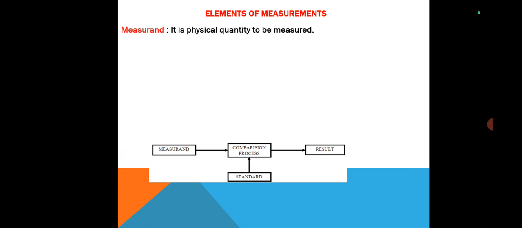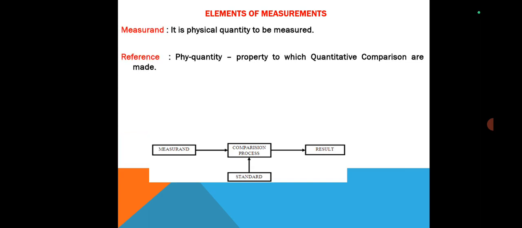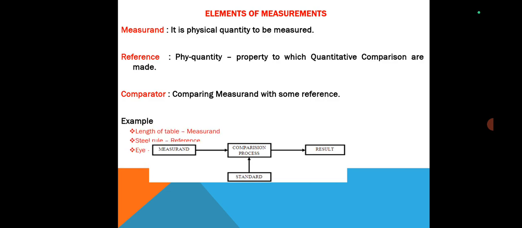First one is measurand, second one is reference, third one is comparator. Measurand means the physical quantity to be measured. Reference means the property to which quantitative comparisons are made. Comparator means we are comparing the known value with the unknown value.